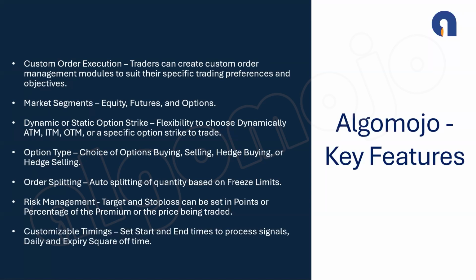You can also set the start and end times, and there's flexibility to choose when you want to square off the daily positions or the monthly positions, or when you want to roll over the positions on the expiry day. You need not wait till the end of the market. You can do it early in the morning or during the course of the trading hours. Based on the time that you have selected, the system will do the expiry executions or even rollovers.